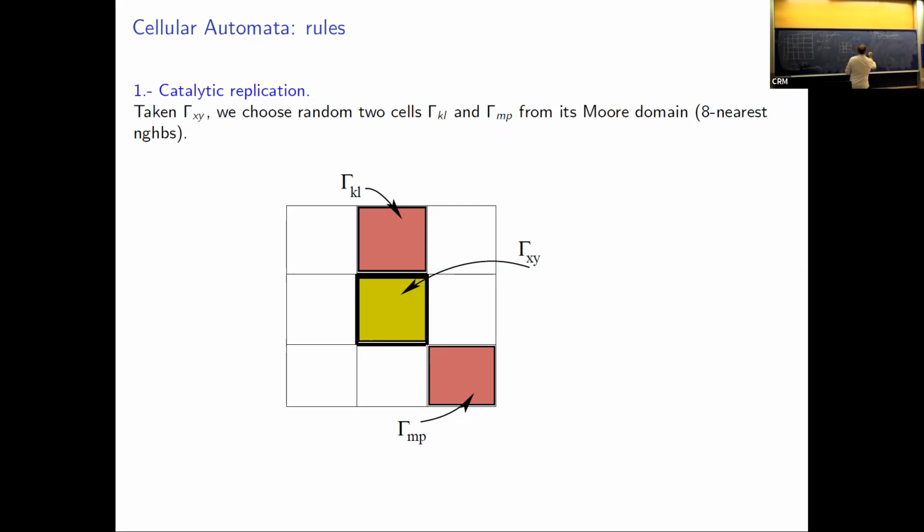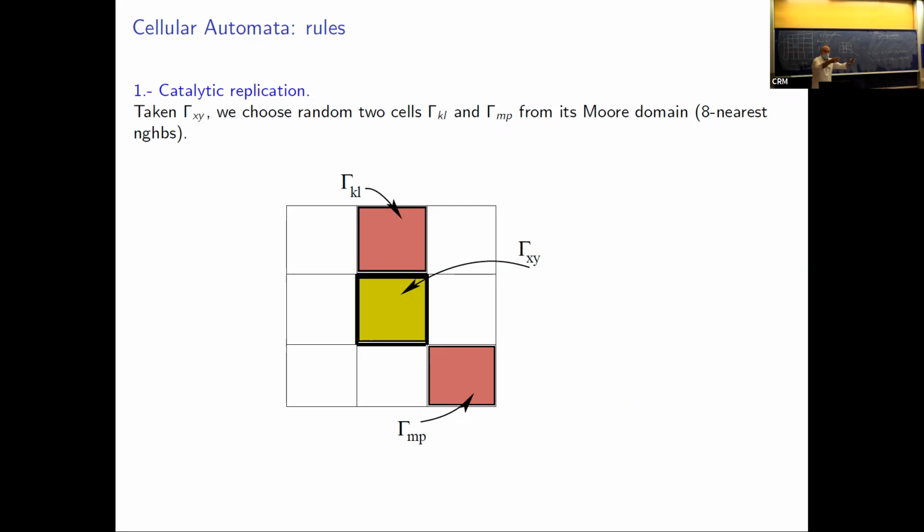So if I have an S1 in the position XY, and an S1 in the position KL, in stoichiometric way, plus something that helps me to auto-replicate, and I find S naught in MP, plus this element that helps me to replicate, then this is the same KL, and then I put S1 here. So I put S1 here, but with a probability. Which probability? R11.